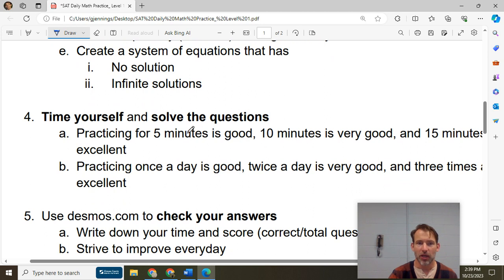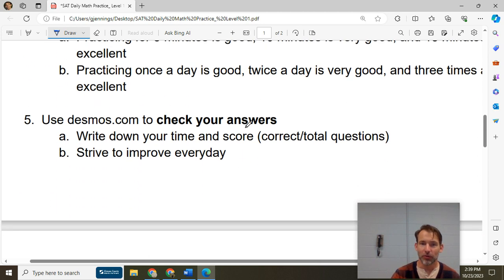Okay, you do that. Time yourself. 5 minutes of practice is good. 10 minutes is very good, and 15 minutes is excellent. If you spend a little longer, that's excellent. Practicing once a day is good. Hit it once a day, 5 minutes. Hit it twice a day, that's very good. Hit it 3 times a day, that's excellent. And then we're going to check our answers and write down our time and our score.